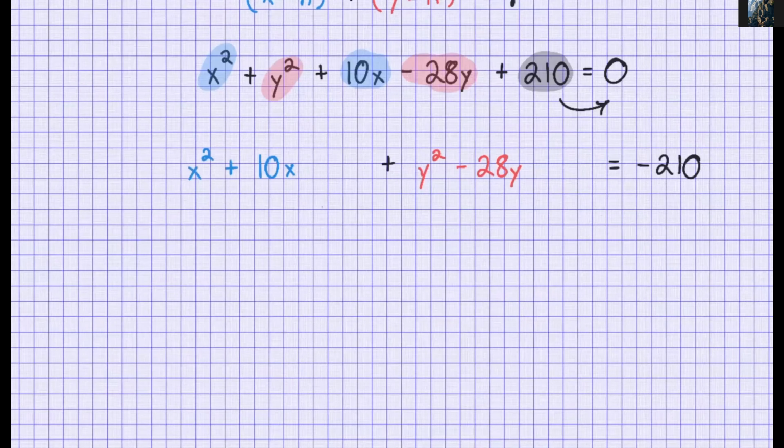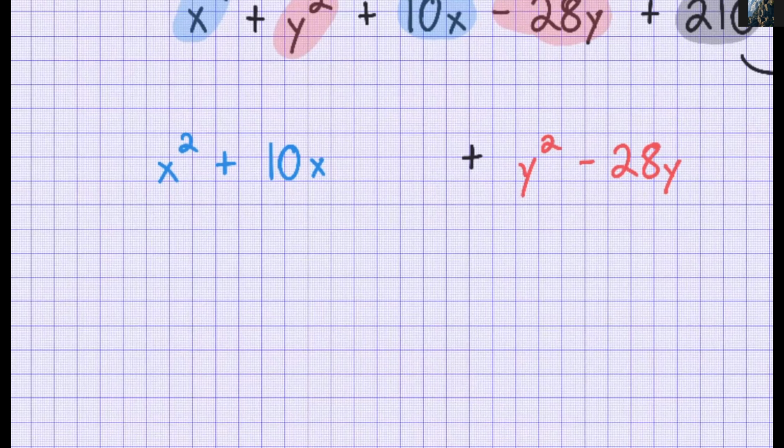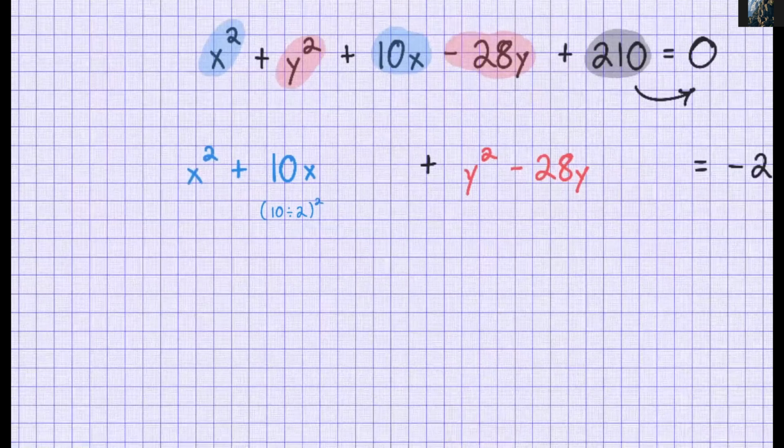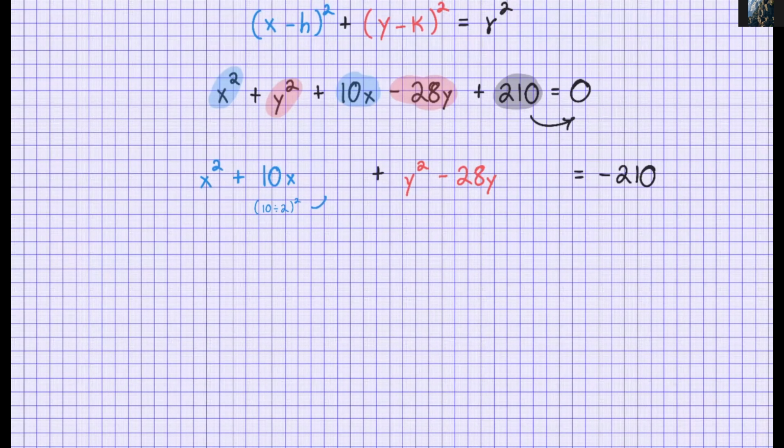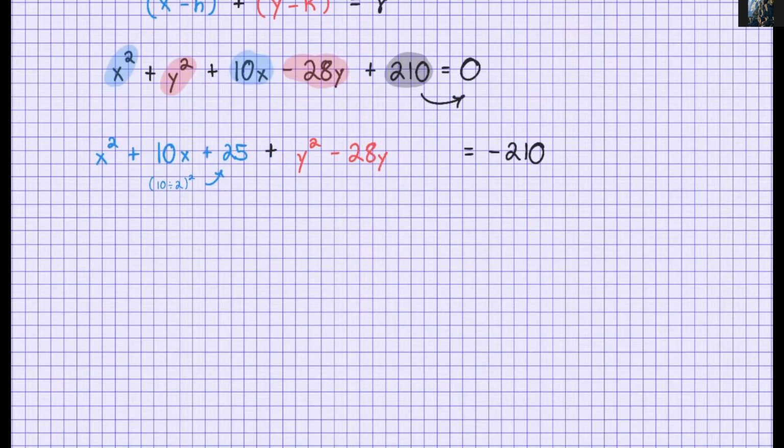Now, we have done this before. The procedure is identical. I'm going to take the number 10, divide it by 2, and then I'm going to square it. And this will give me this number right here, which will be 25. Now, as I am working on an equality, whatever I do on one side, in this case, I am adding 25, I have to do it on the other side. So I am going to add 25.